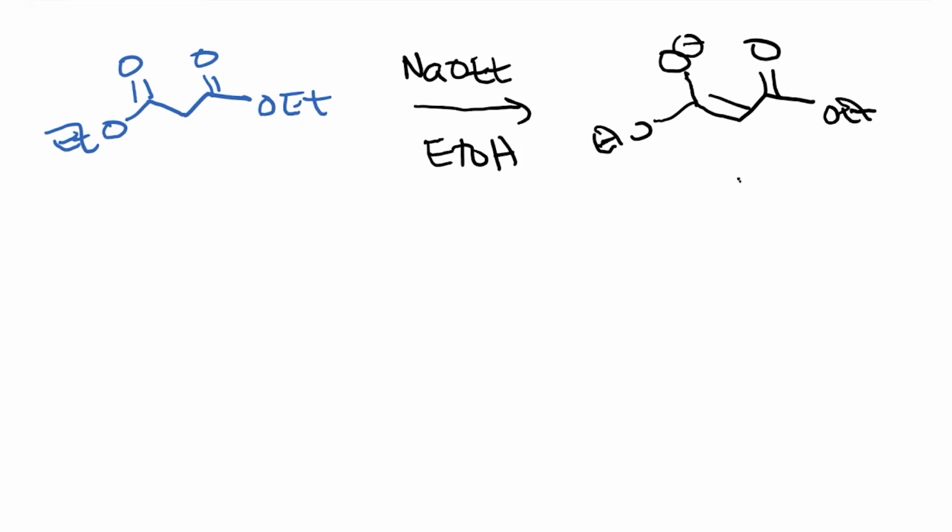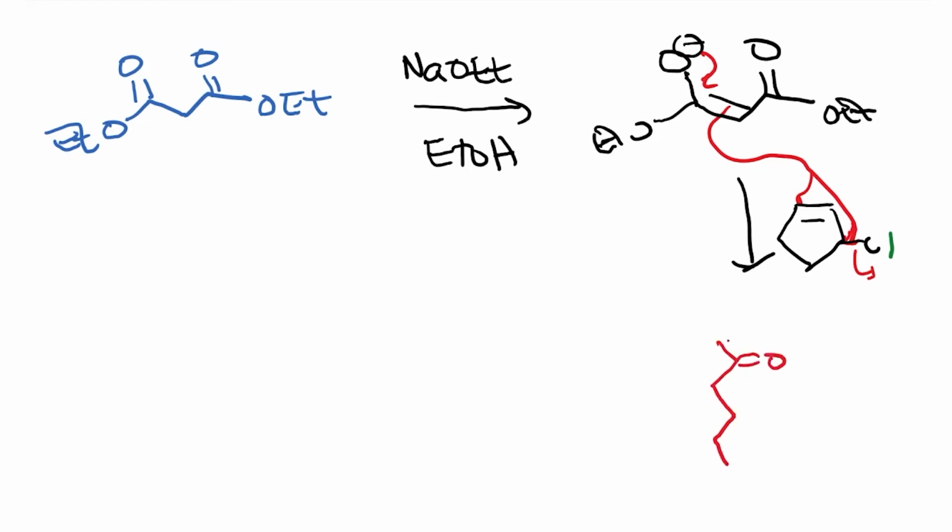Okay, and now let's imagine that we react this with something like chloride over here. So this can either attack on this carbon or it can attack on this carbon. The product would be the same. You end up with C double bond O ET, C double bond O ET, and this is now bound to a 5-membered ring.